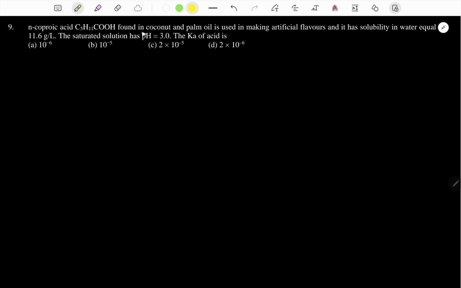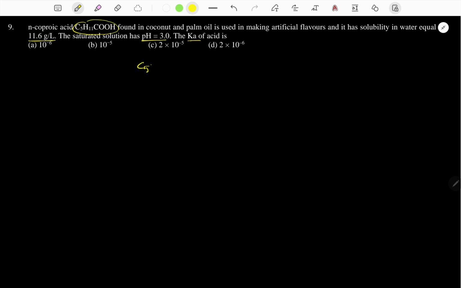N-coproic acid, found in coconut and palm oil, is used in artificial flavors, and it has a solubility in water equal to 11.6 grams per liter. A saturated solution has pH value 3. We have to find out the Ka of the acid.